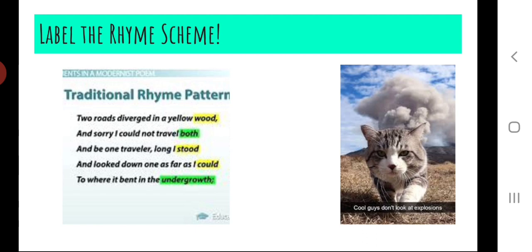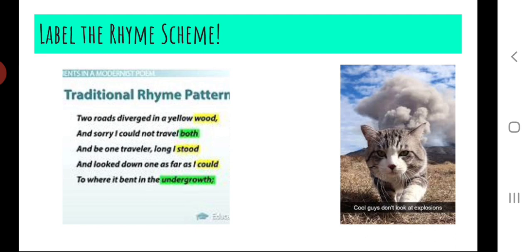Label the rhyme scheme. So, this is a poem by Walt Whitman. "Two roads diverged in a yellow wood, and sorry I could not travel both and be one traveler, long I stood, and looked down one as far as I could, to where it bent in the undergrowth." All right. So wood is line A.